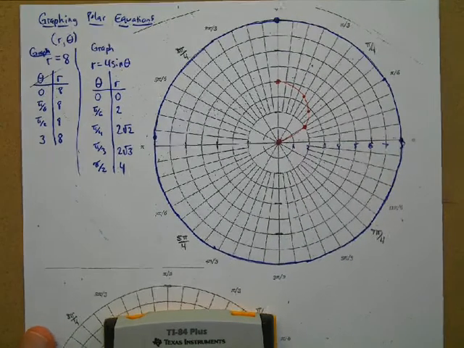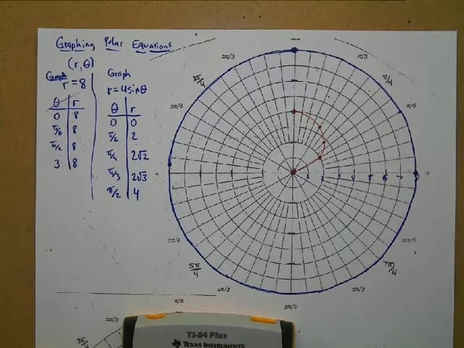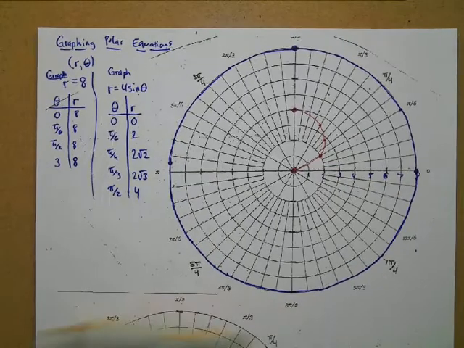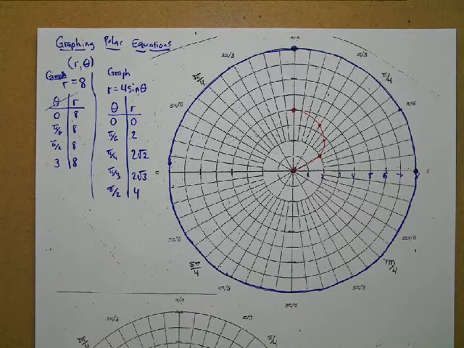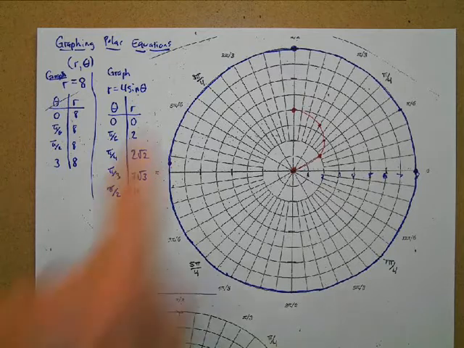Now, here's where the more comfortable we are with our sine and cosine and tangent relationships, the easier these problems will become. When I go to the next quadrant, quadrant 2, for example, 2 pi over 3. Sine of 2 pi over 3 is what value? What's the sine of 2 pi over 3?